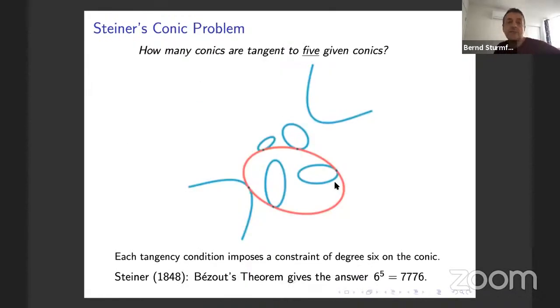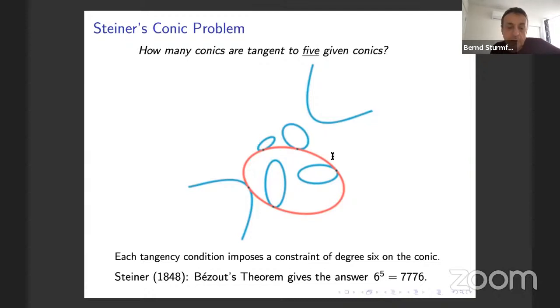So this brings us to Steiner's conic problem, and this will get us to the title of this lecture. Steiner asked in 1848, how many conics are tangent to 5 given conics? So I'm given 5 blue conics, they're given to me. For example, the 4 blue ellipses and the blue hyperbola. And I'm asking for all red conics that are tangent to the 5 given conics somewhere.